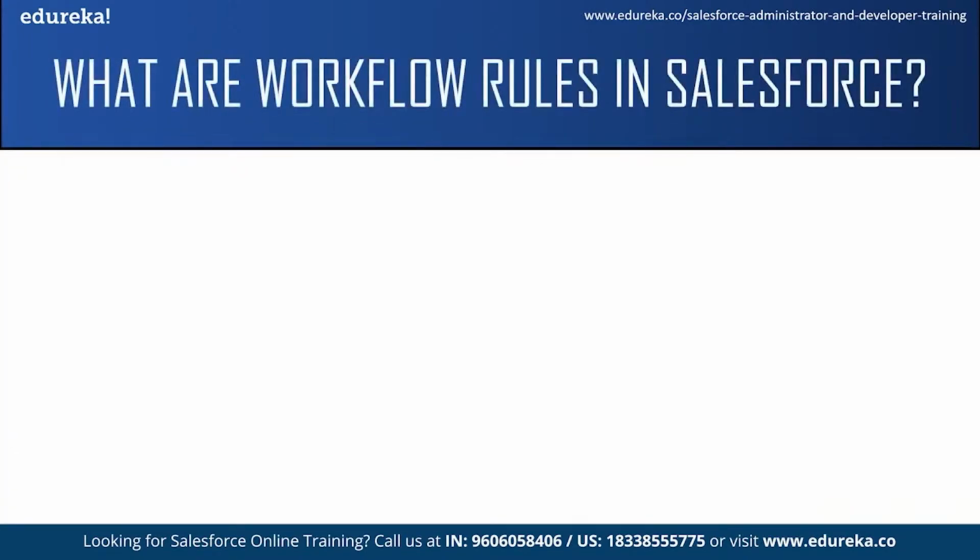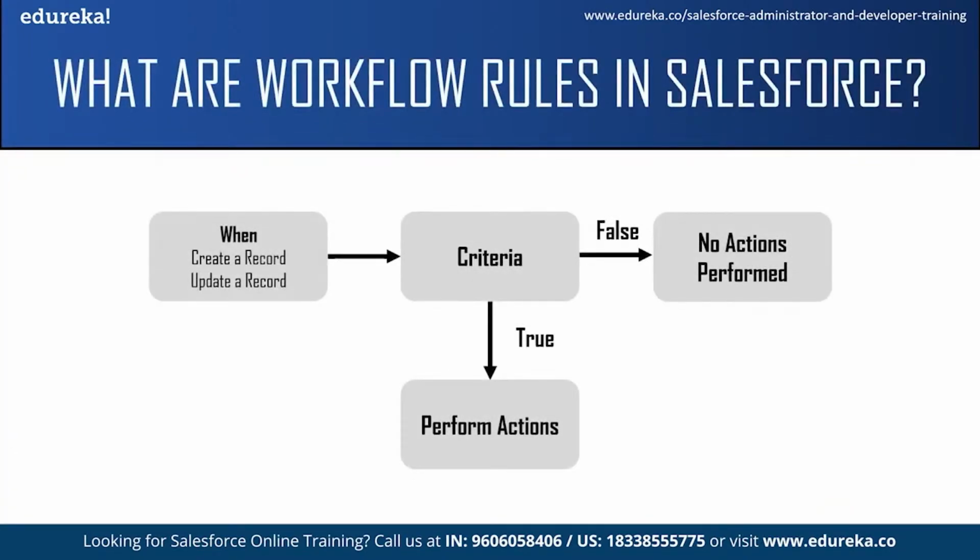Now coming back to criteria. Criteria is basically the condition that causes the workflow rules to run. Only if the condition is true, the actions are automatically performed. But if the condition is false, then the workflow rule does not apply. Next is actions. Actions are automatic tasks which are performed after the criteria is met, or when the condition is true. So I guess you have some idea about what workflow in Salesforce is.